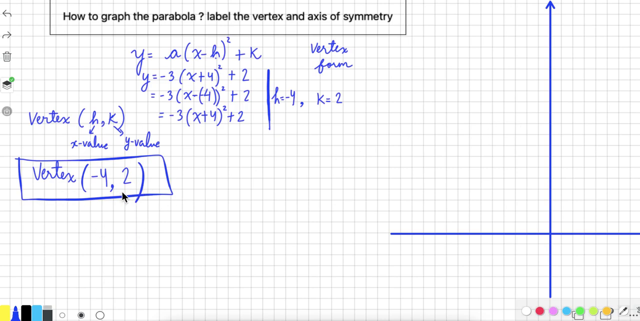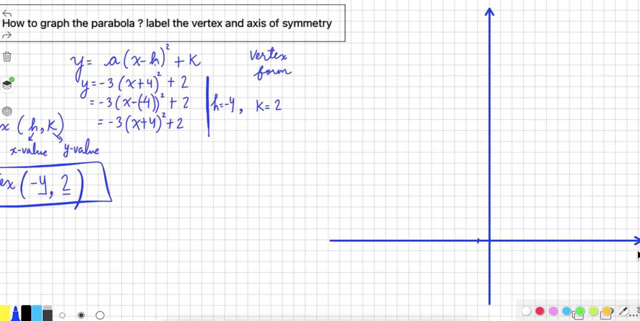Let's plot this point on the graph. So x is negative 4, y is positive 2. Here this is the x axis and that is the y axis. This is negative 1, negative 2, negative 3, negative 4. Here we have 1, 2, 3, 4. So the x value is negative 4 and y is positive 2, so the point will be here.